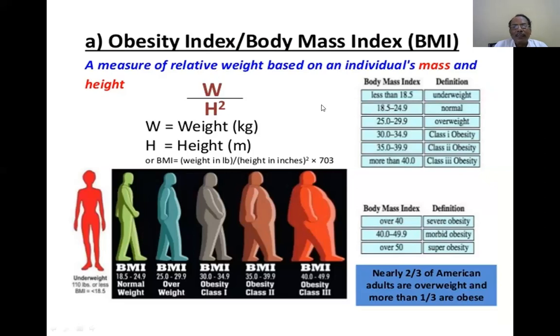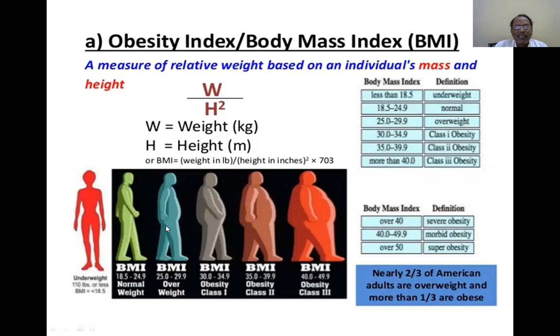the optimal BMIs are classified. 18.5 to 24.9 is a normal BMI. Less than this is underweight. And more than this is overweight, up to what level? 25 to 29.9. If the BMI crosses 30 and is between 30 and 34.9, it is called class 1 obesity. And 35 to 39.9, class 2 obesity. And more than 40 is class 3 obesity.